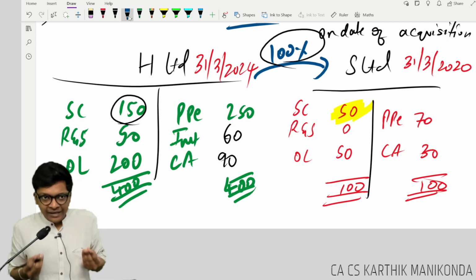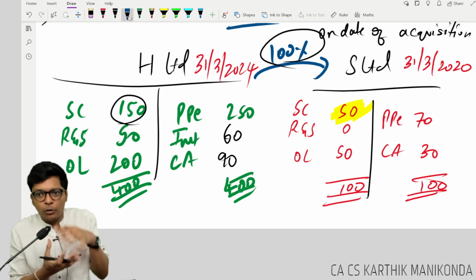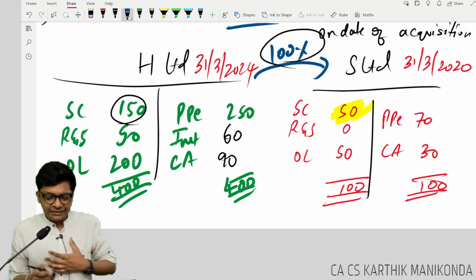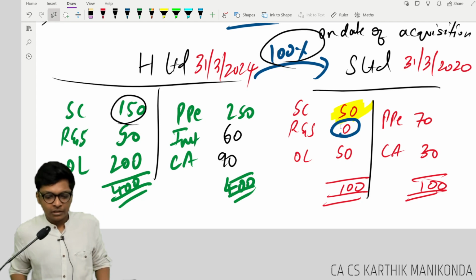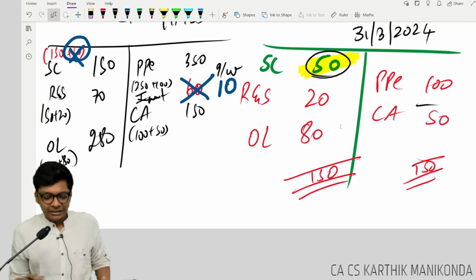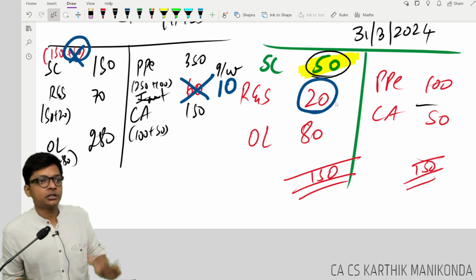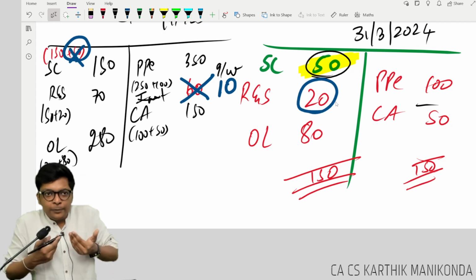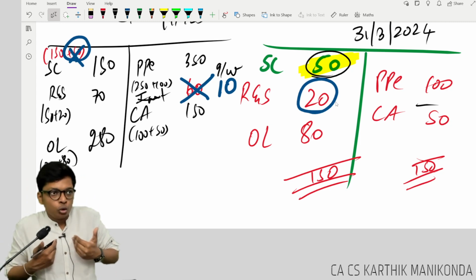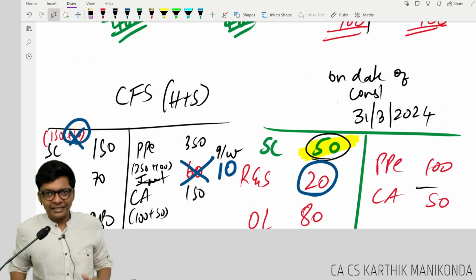When I purchased this company, or the right words is when I acquired the company, became a subsidiary. When it became my subsidiary, the subsidiary had 0 profits. After acquisition, subsidiary has a profit of 20. That means its profit earned after I came. True or false, guys? Yes. So this profit fully belongs to holding company. Correct? Fine. Are you understanding, guys?